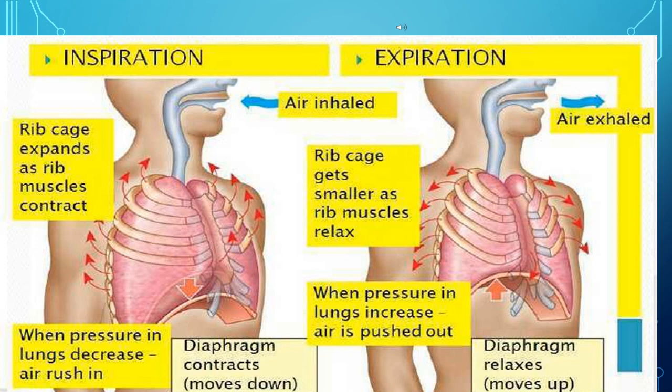Next, when we breathe out, this time the muscles between the ribs relax, causing the rib cage to move downward and inward, and the diaphragm also relaxes and moves upward. Again, due to both these actions, the space in our chest cavity decreases and becomes smaller. So air is pushed out from the lungs.